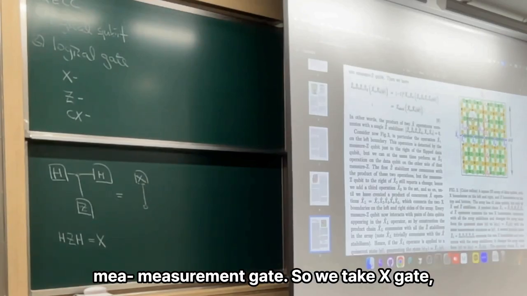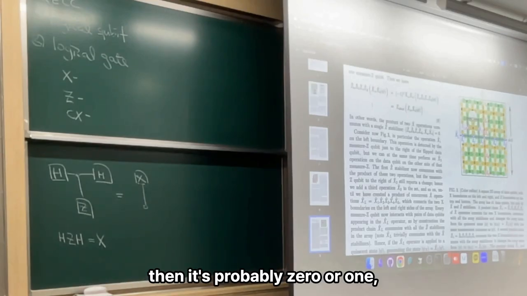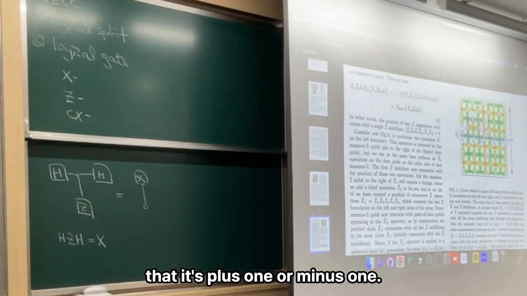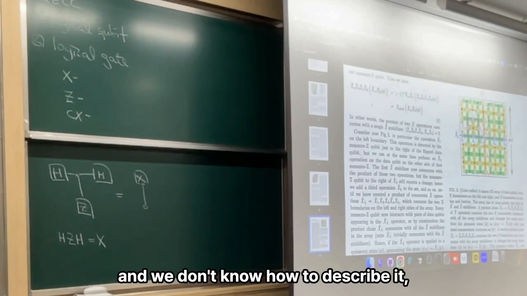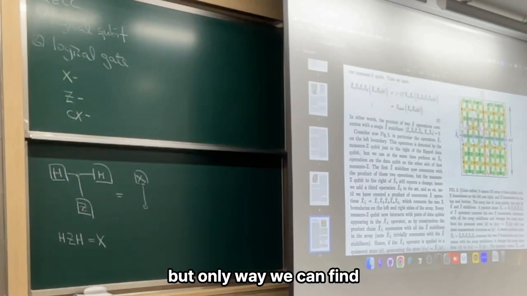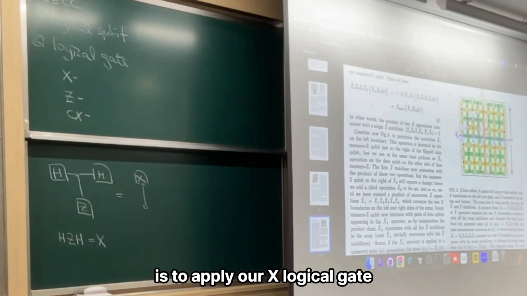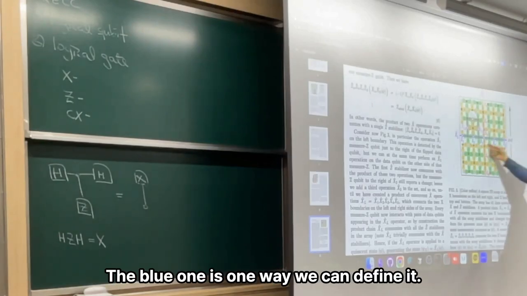So we take the X gate and then it changes to another state. Okay, and we know that if it's an eigenstate, then it's probably 0 or 1. And if we do the same thing with the Z gate, then you can see that it's +1 or -1, plus cat or minus cat. So here also, there are several data qubits, and we don't know how to describe it, but the only way we can find whether these data qubits make up one logical qubit is to apply our X logical gate and Z logical gate. And there are many ways to define the X logical gate. The blue one is one way we can define it.